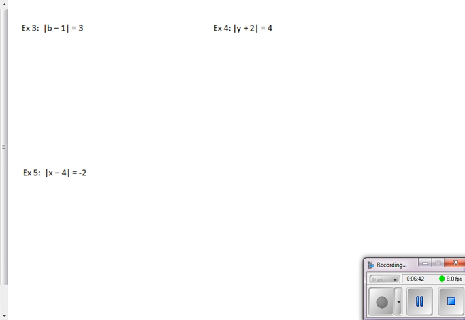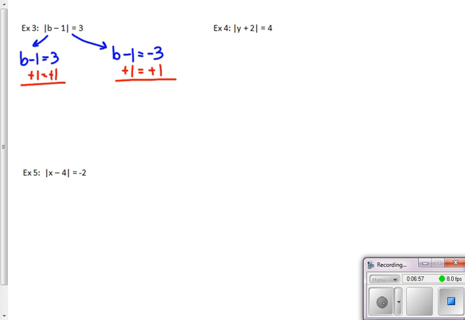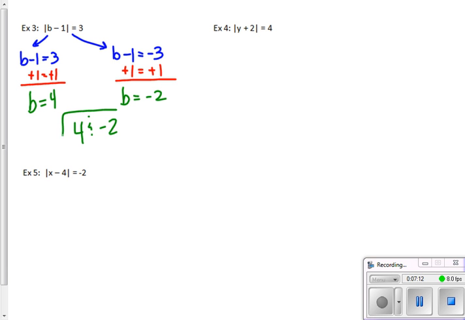3, go ahead and write the two cases. Get rid of the absolute value for both of them. Here's case 1. We have b minus 1 equals 3. There's the positive. And we have b minus 1 equals negative 3. Go ahead and solve for b by adding 1 to both of those equations. Solve for b. And we find out the two possibilities are 4 and negative 2. So these would be my two options.